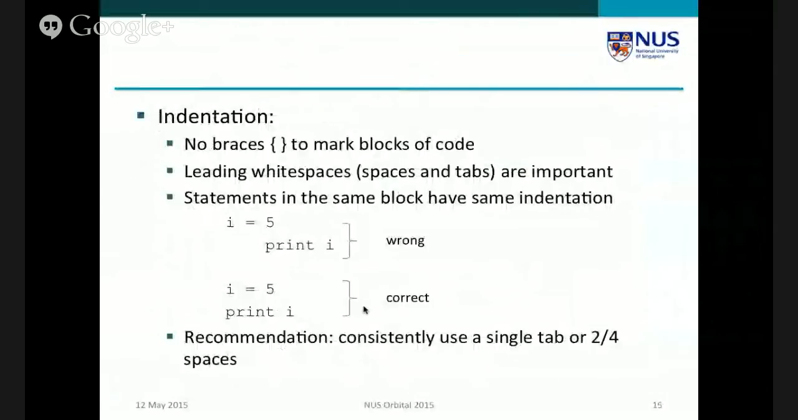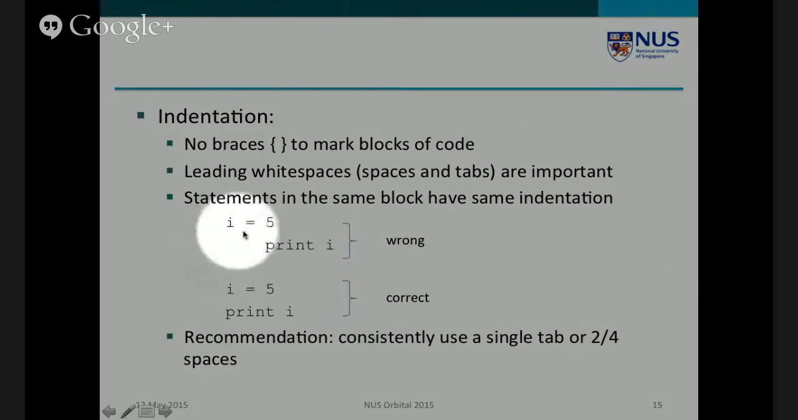Okay, so as I said, indentation is really important. We actually don't use braces very much in Python. We use indentation. Leading white space, spaces and tabs, are really, really important. Statements in the same block have the same indentation. So this is wrong syntax here, because I've indented the second statement, print i. It doesn't line up underneath, right? It's not here.